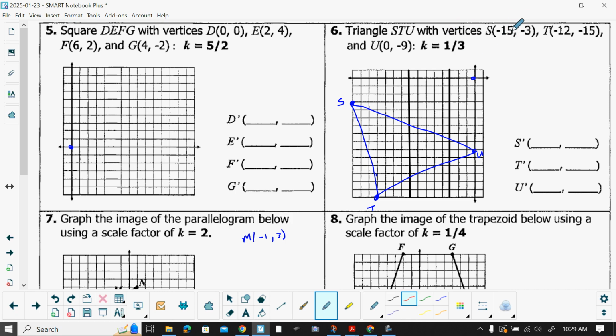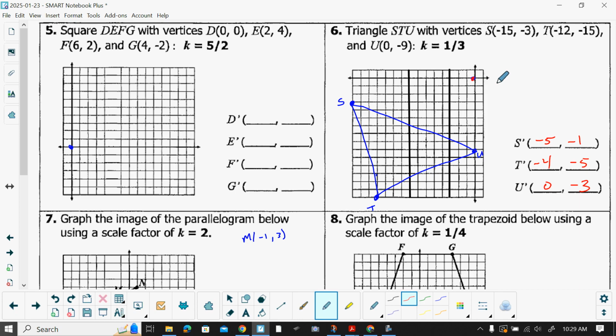Negative 15 times 1/3 is negative 5. Negative 3 times a third is negative 1. Negative 12 times a third is negative 4. Negative 15 times a third, negative 5 again. 0 times a third is 0. Negative 9 times a third is negative 3. Okay, so here's our new shape. Let's go ahead and graph this one, and you're going to see this one looks a little bit weird.